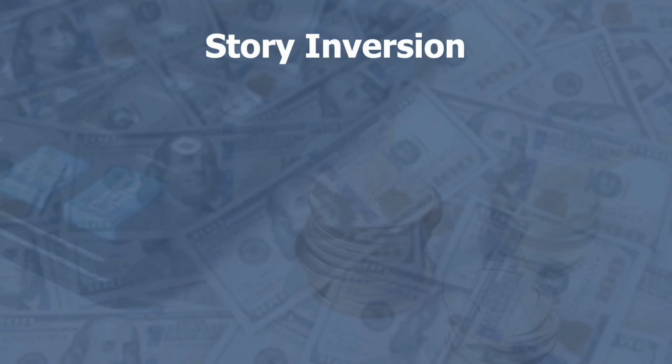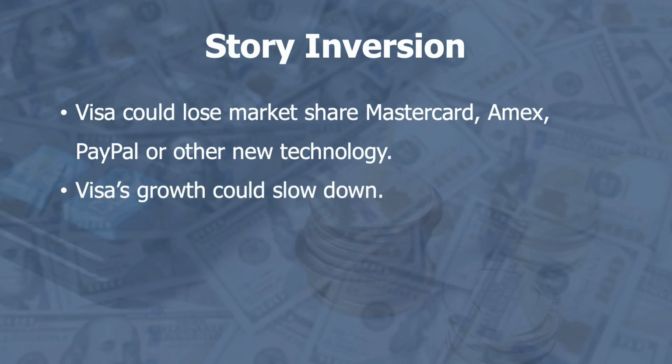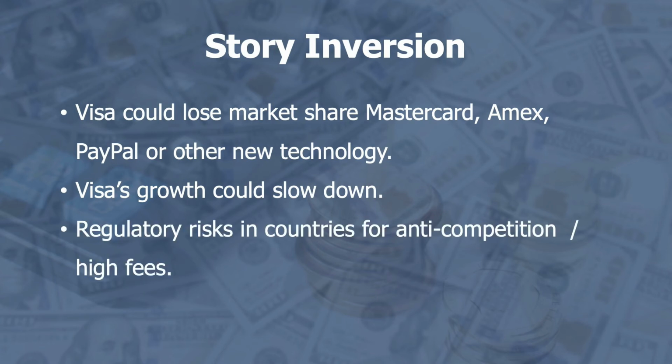So moving on now to the story inversion. One of the risks is Visa could lose market share to its rivals such as MasterCard, American Express, PayPal, and other new technologies which are still coming online. Another one would be that Visa's growth could slow down. And also it faces regulatory risks in countries for anti-competition and high fees. So those are the inversions to the story that I've got there. And now let's look at the rebuttals for those claims.